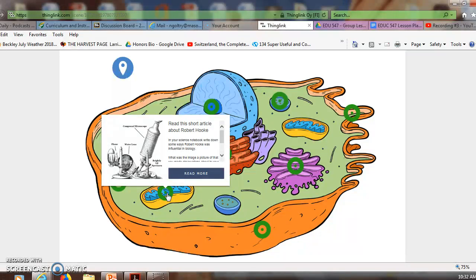This activity is a short article about Robert Hooke, and students will be asked to reflect on his contributions to cell theory. The instructions and the assignment are embedded in all of these links. So students, once they bring this link up, they'll know exactly what to do.